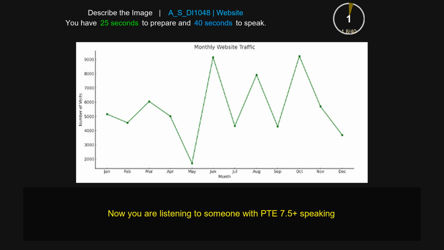The given picture mainly speaks about the monthly website traffic, which is given in number of visits from 2000 to 9000, from the month of January till December. The highest value is during June, which is 9000, whereas the lowest is in May, almost 1000. Similarly, there are other values given: in January, which is around 5000 visits, whereas for February it is 4500 visits. Overall, the picture mainly speaks about the monthly website traffic.